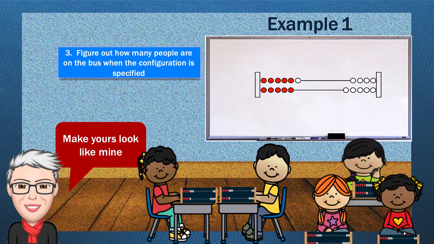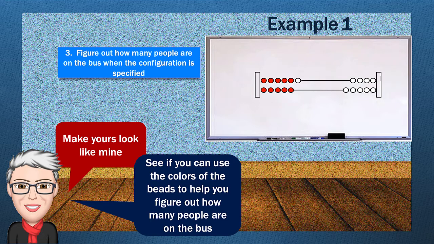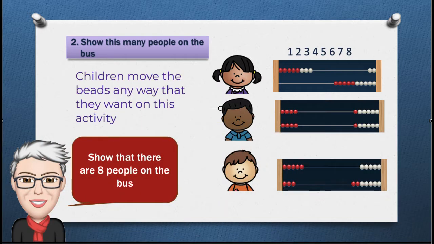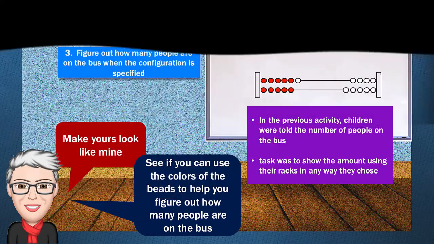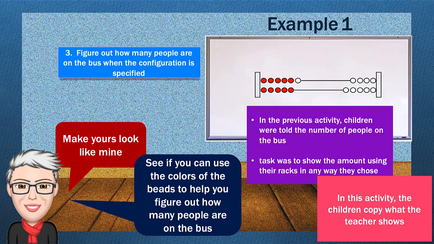Children are asked to try to do it without counting. See if you can use the colors of the beads to help you figure out how many people are on the bus. Before we discuss this example in detail, notice how this instructional activity is different from the previous one. In the previous activity, children were told the number of people on the bus, and their task was to show that using their racks in any way they chose. Here, children begin by moving the beads on the racks to show the configuration the teacher has, and they are then asked to figure out the number of people on the bus.